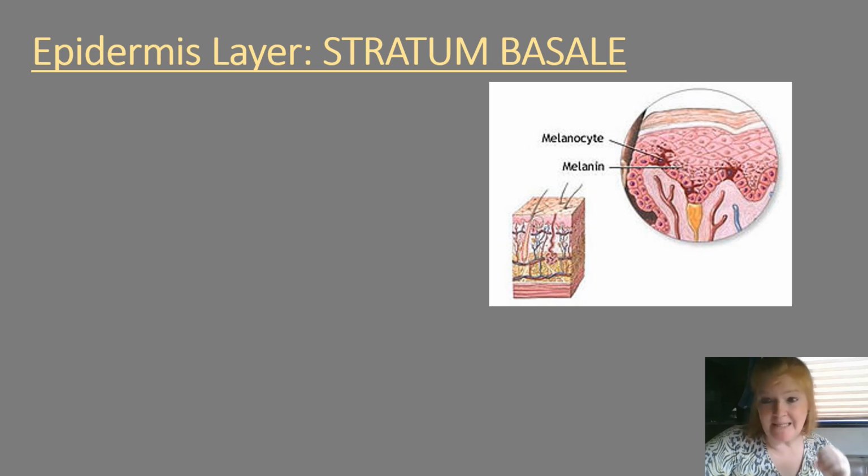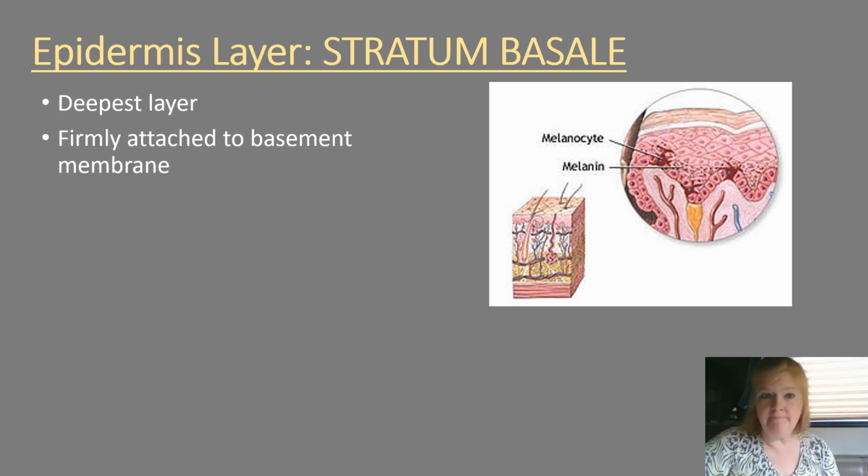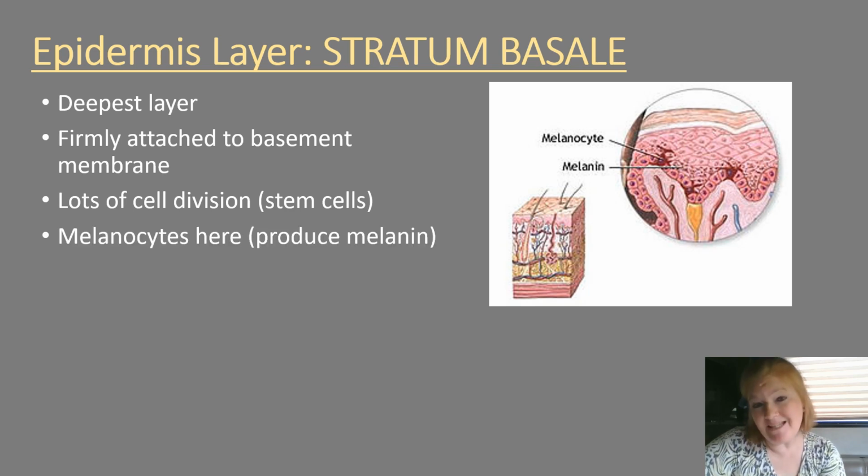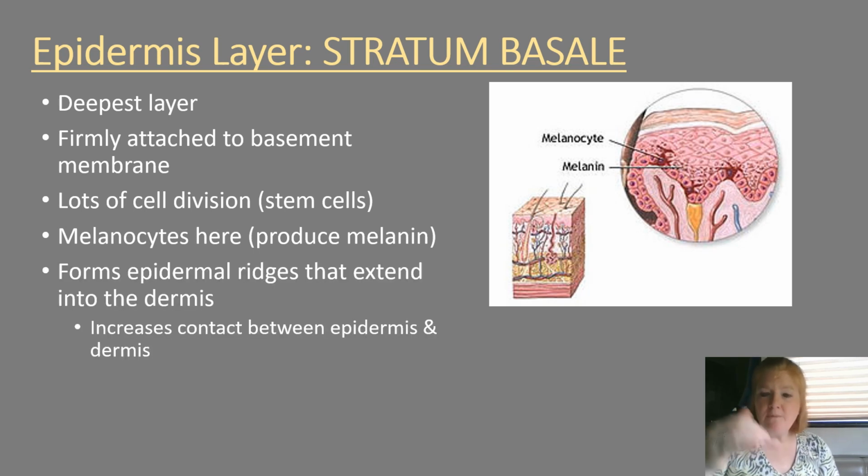Okay, stratum basale, bottom. It's the deepest layer. It's firmly attached to the basement membrane. It has lots of cell division happening here because of stem cells, the keratinocytes. Also contains melanocytes here that produce melanin to provide UV protection. And it forms epidermal ridges, so these parts that go up and down, right? It increases contact between the epidermis and the dermis. First, so there's more diffusion, so the epidermis gets materials that it needs and gets to get rid of waste, but also because it keeps the epidermis and the dermis tightly connected, so the epidermis isn't going to slide over and create injury.